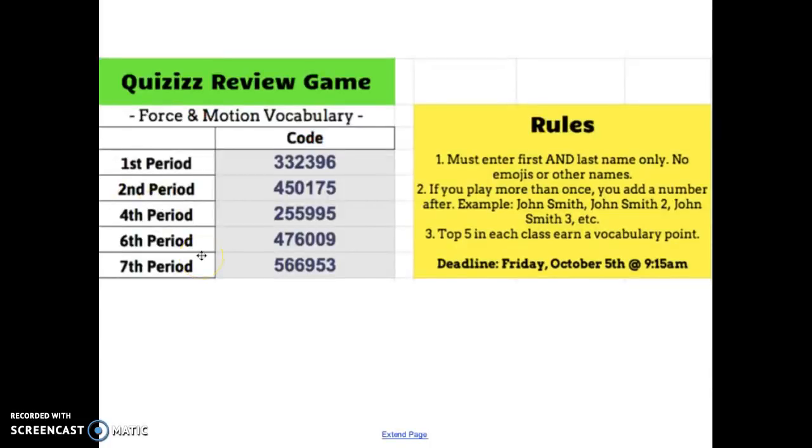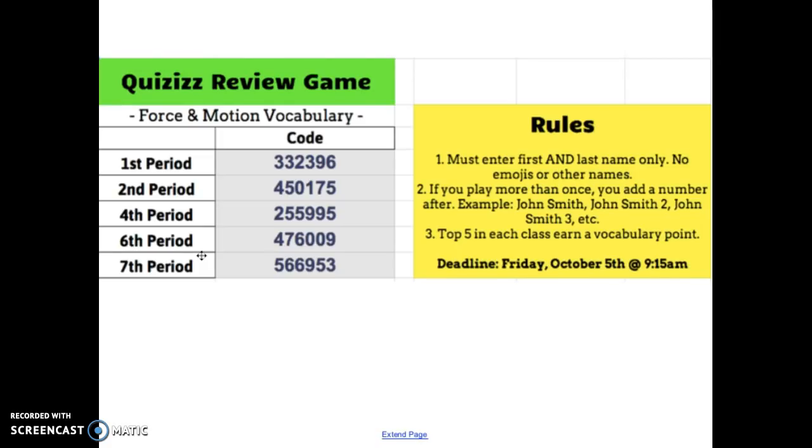Okay, so some reminders. These are our codes for the quizzes game. This is completely optional, but it is there for you to either use as a study tool and or could be also used to earn more points on your vocab team. So basically these are your codes. Make sure that you're coming into the right class.